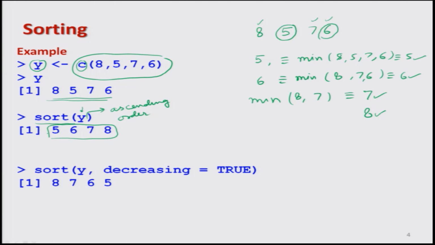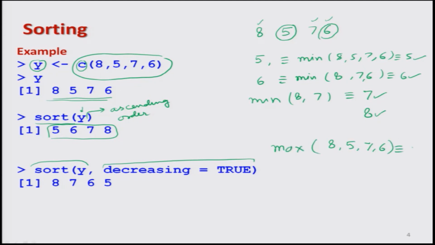Suppose I want this sorting in decreasing order. So, what do I have to do? I have to use the same command sort of y, but I have to write decreasing equal to TRUE: decreasing all in small letters, and TRUE in capital letters. Now, what will happen here? It will take these values 8, 5, 7 and 6, and first it will find the maximum of these.